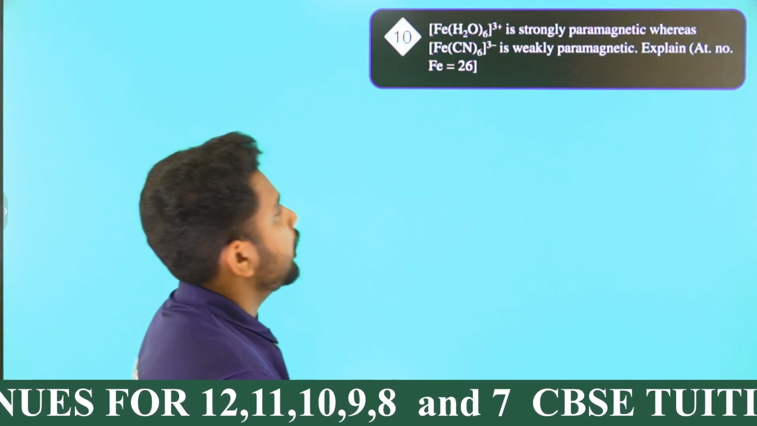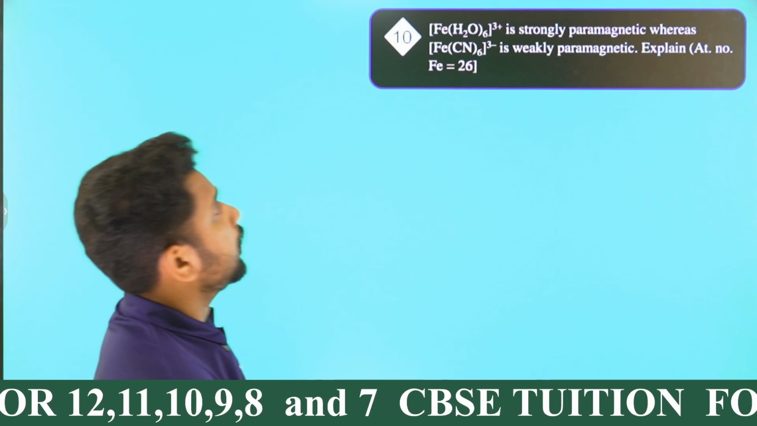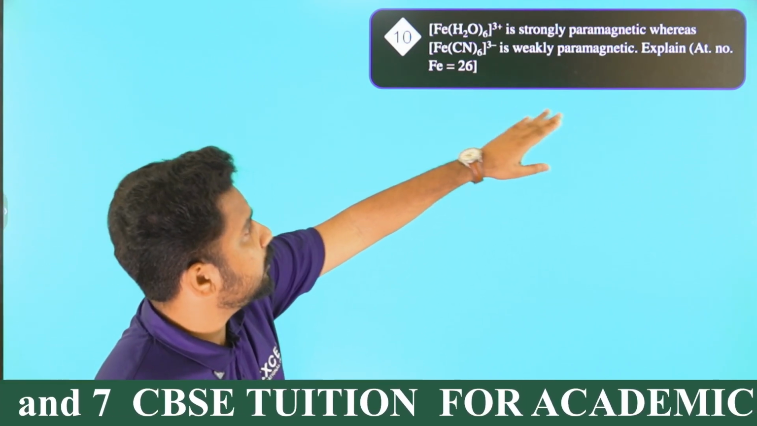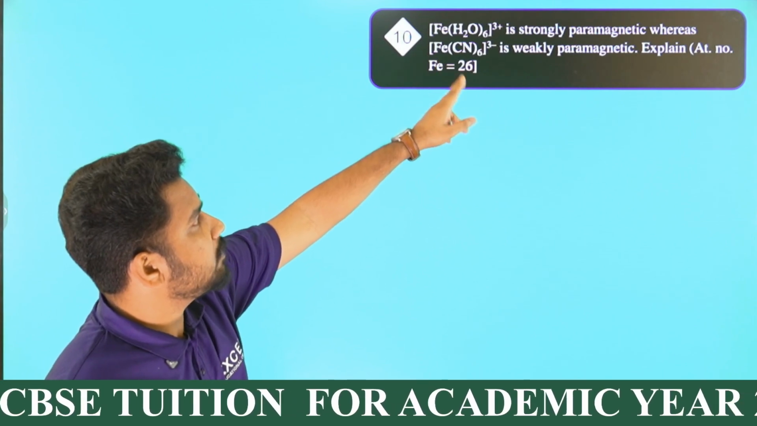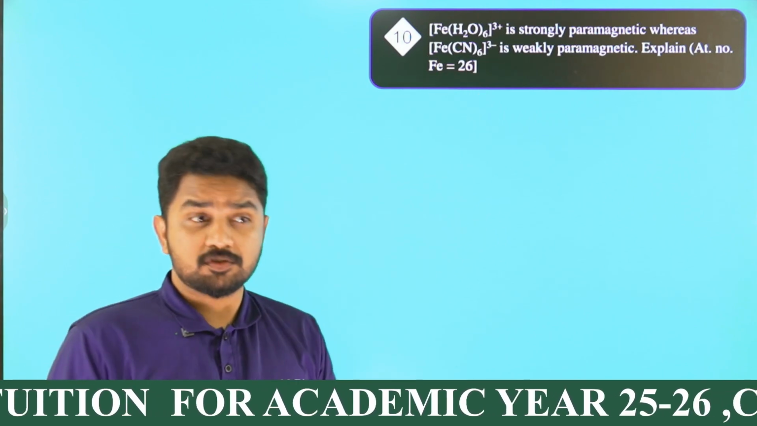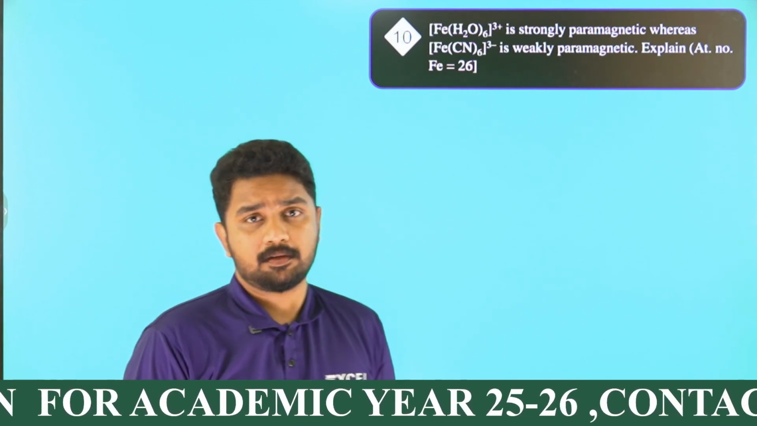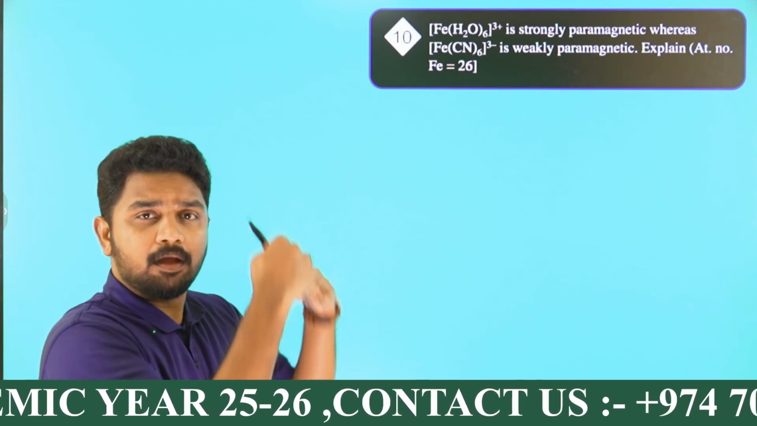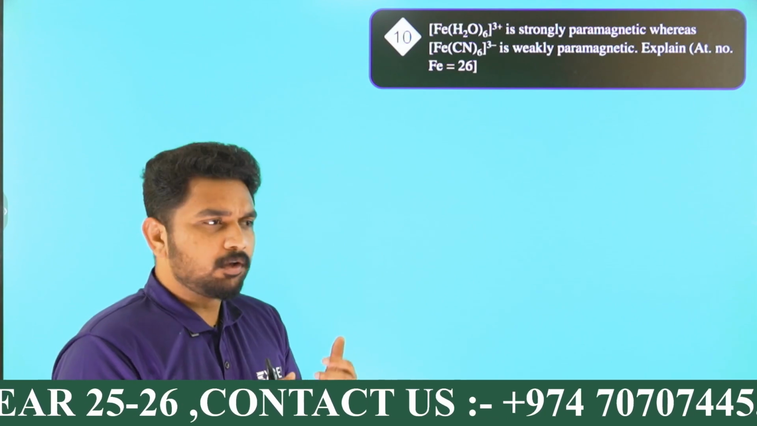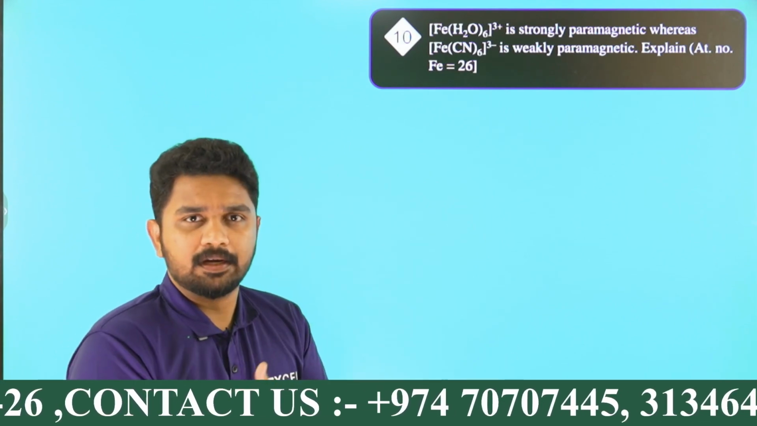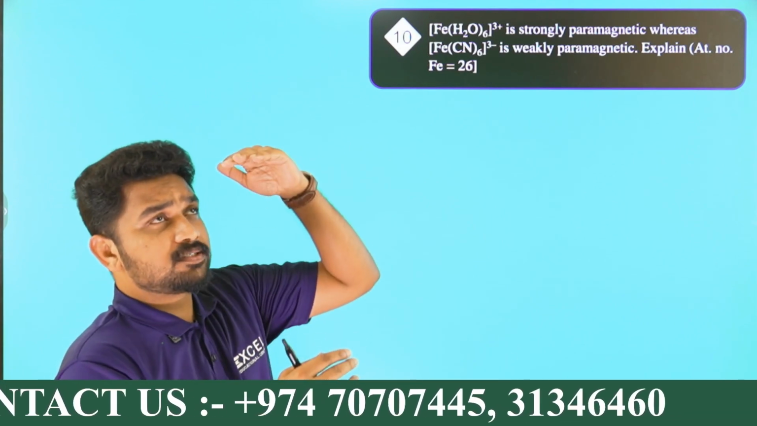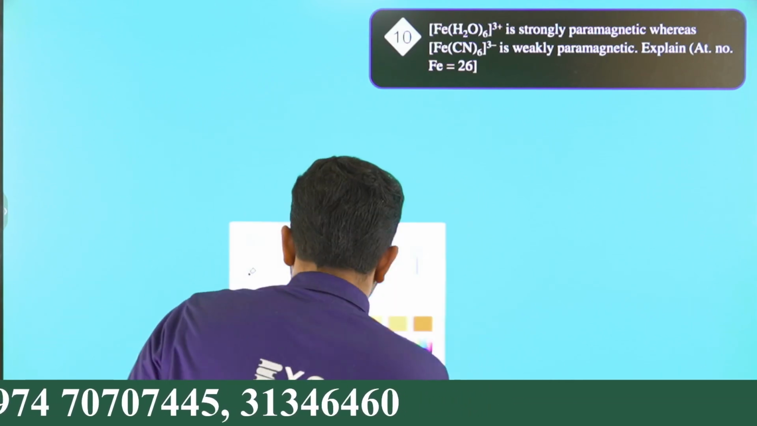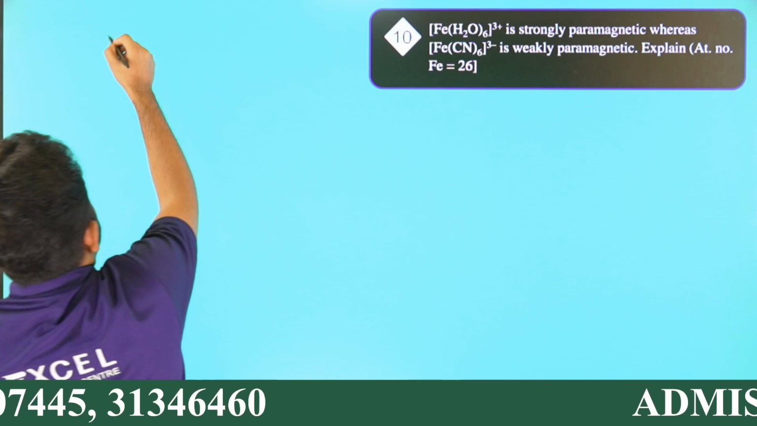Okay, and the 10th question: [Fe(H2O)6]3+ is strongly paramagnetic, whereas [Fe(CN)6]3- is weakly paramagnetic. Strongly paramagnetic, weakly paramagnetic. How can we predict the paramagnetic nature like this? We are predicting whether it is paramagnetic or diamagnetic. How can we predict whether it is strong or weak paramagnetic? Yes, there is a trick. I will tell you.